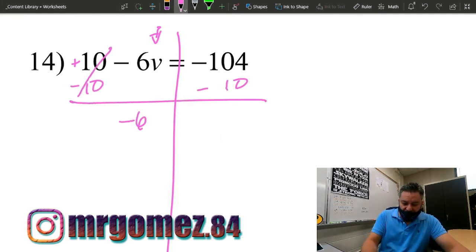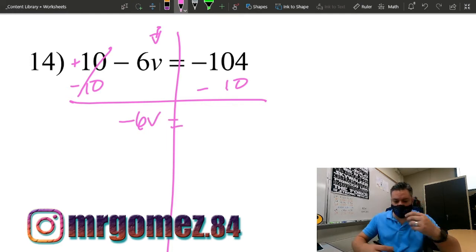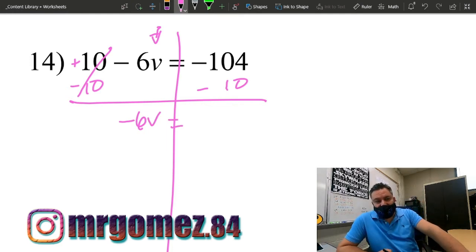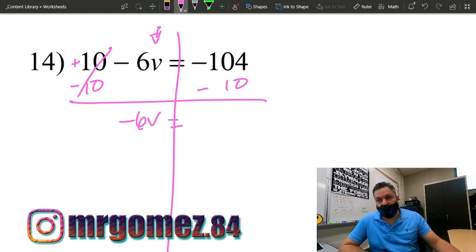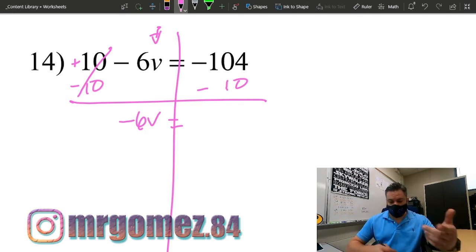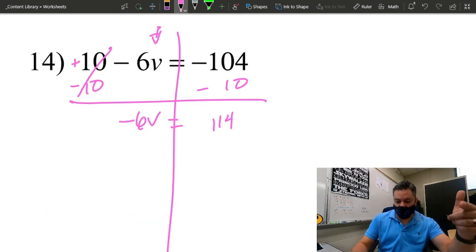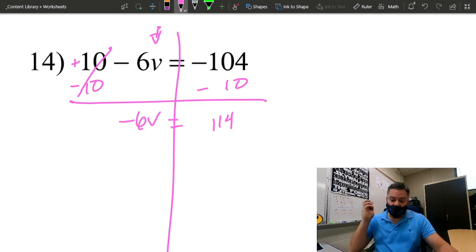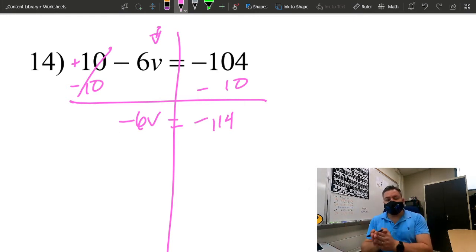And you're left with negative 6v equals, what's negative 104 minus 10? Can you repeat it again? Negative 104 minus 10. Am I adding or subtracting? Adding, right? So it's going to be 114. But is it going to be positive or negative? Negative. Very good. It just gets more negative. Remember, adding and subtracting sign rules are different than multiplying and dividing sign rules.